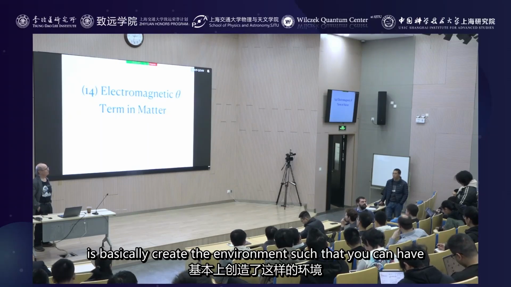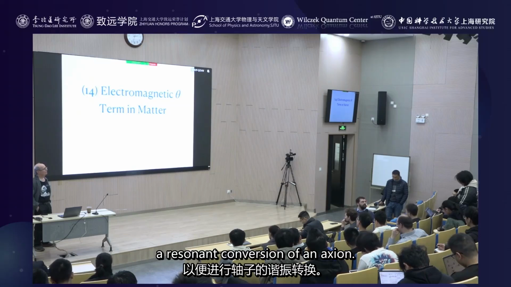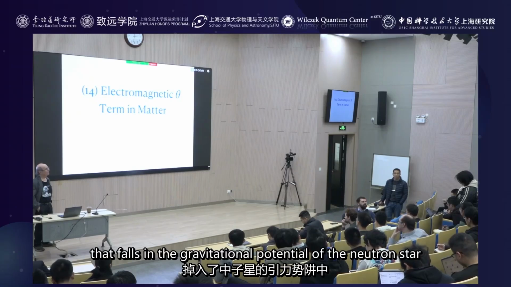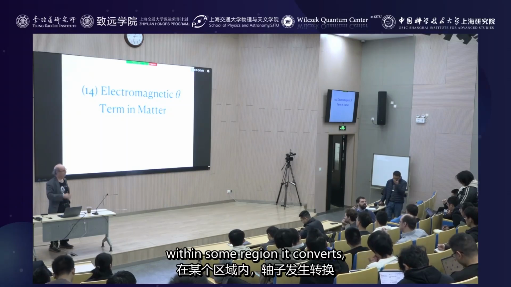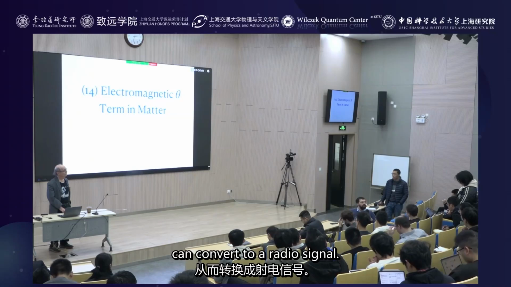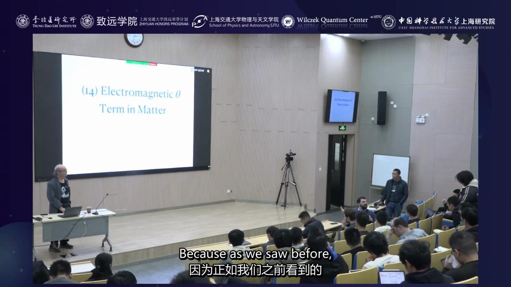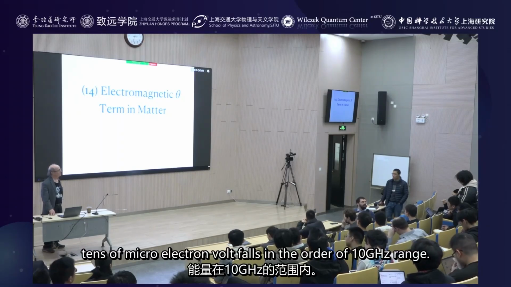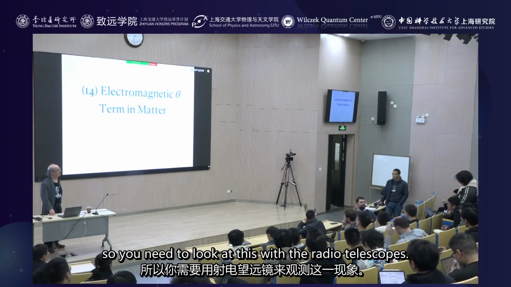which creates the environment such that you can have a resonant conversion of an axion that is the dark matter. So you have dark matter that falls in the gravitational potential of the neutron star, and within some region, it converts. It matches this resonant condition such that it can convert into a radio signal, because as we saw before, tens of micro electron volt falls in the order of 10 gigahertz range. So you need to look at this with radio telescopes.